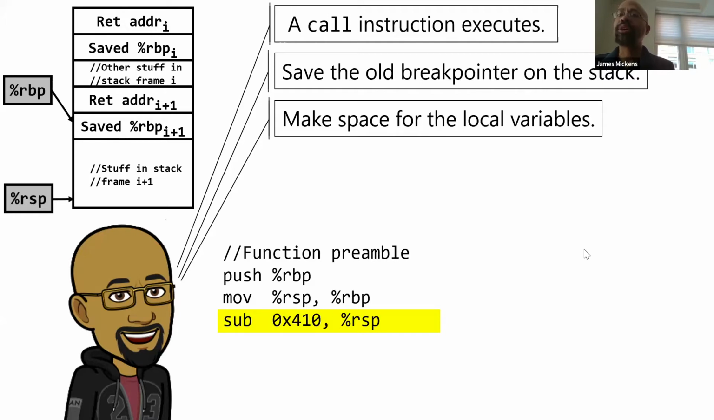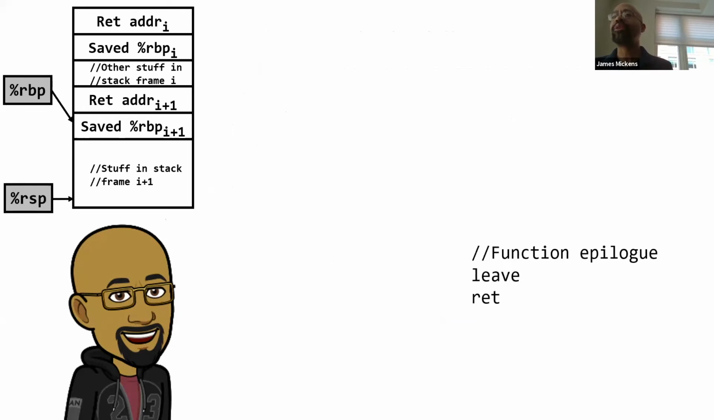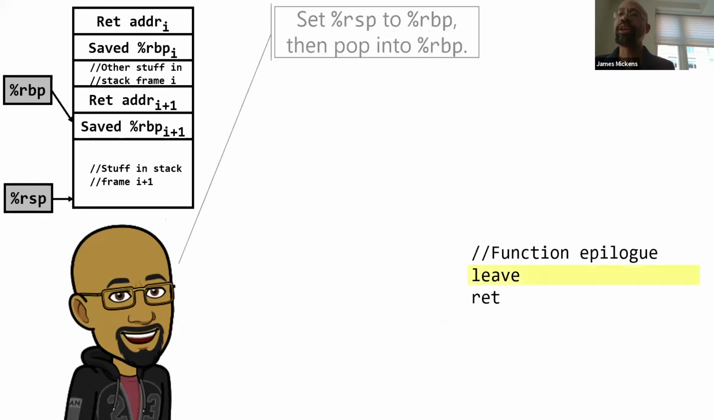Okay, so that's what's in the function preamble. And so now let's look at the function epilogue. So what happens when a function wants to return? First we're going to execute this leave instruction. And what's it going to do? Well, it's going to set the stack pointer to RBP and then pop that top of stack value into RBP.